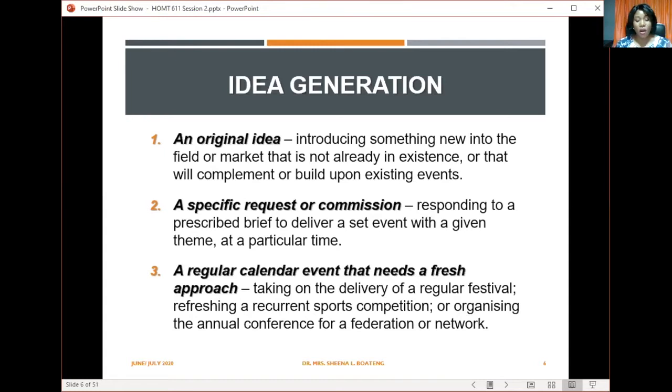approach. So now comparing the weddings that are organized now to the weddings that were being organized, say 10, 15 years ago, they are not the same. There are so many differences. So here we are saying that taking on the delivery of, say, a regular festival or a wedding, and then refreshing the event to have more modern characteristics and to reflect the trends of the time is another way by which someone can come up with ideas.